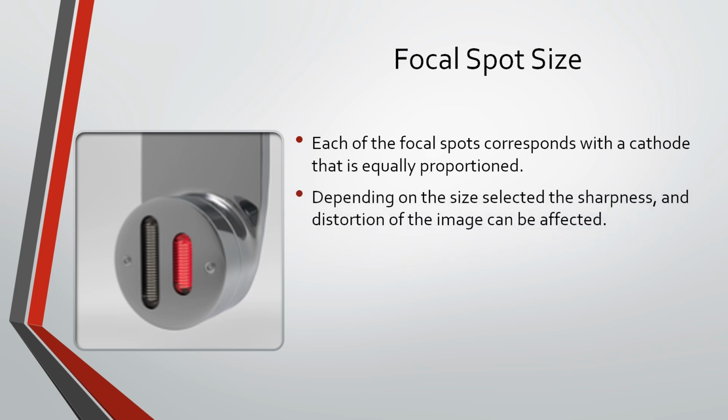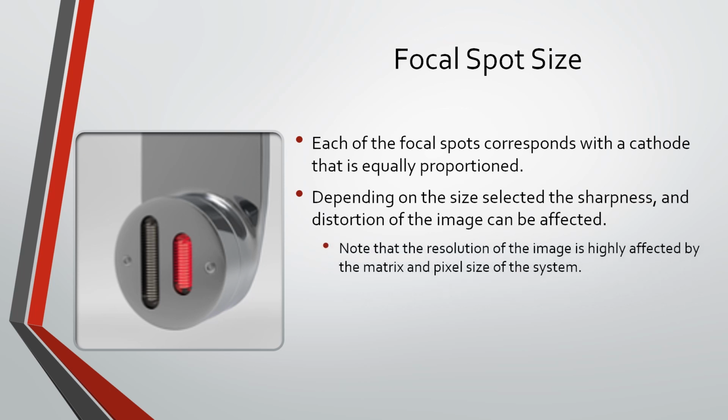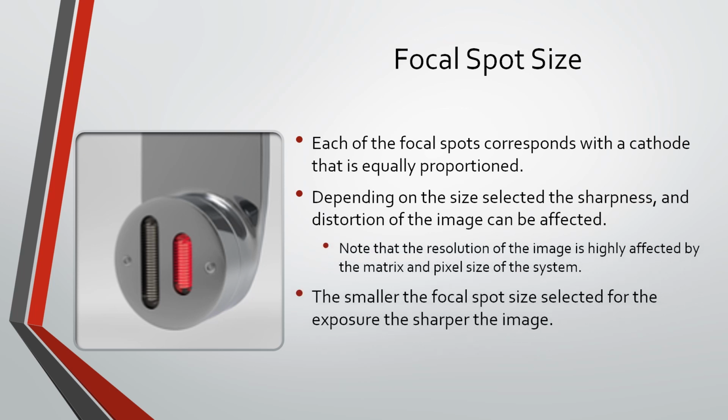Depending on the size selected, the sharpness and distortion of the image can be affected. So depending on what focal spot we pick, it can change the sharpness, and it can distort the image in different ways. The resolution of the image is highly affected by the matrix and pixel size of the system. Okay, but the focal spot can play a role in it. So the smaller the focal spot size selected for the exposure, the sharper the image will be.